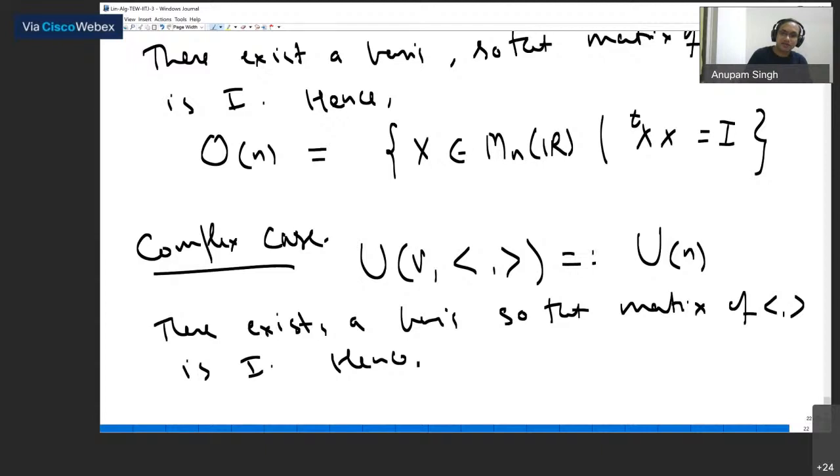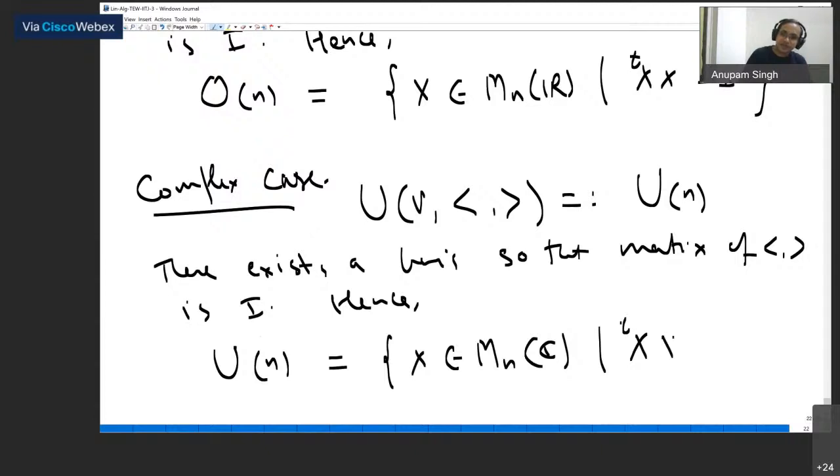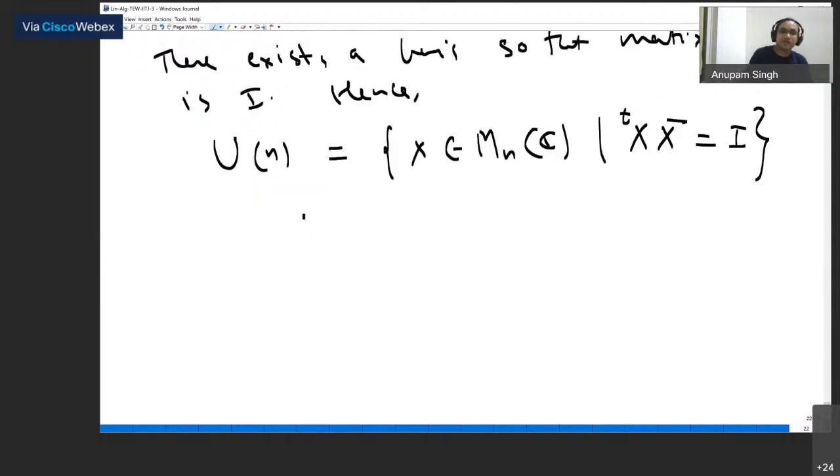And hence, in matrix form, this unitary group, U(N), is simply all those X in M_N(C). Remember, these matrices are complex. So these are X in M_N(C) such that X transpose, the matrix of the form, which is identity, and then X bar is identity. I hope this is a familiar definition to all of you. This is what the unitary group is.